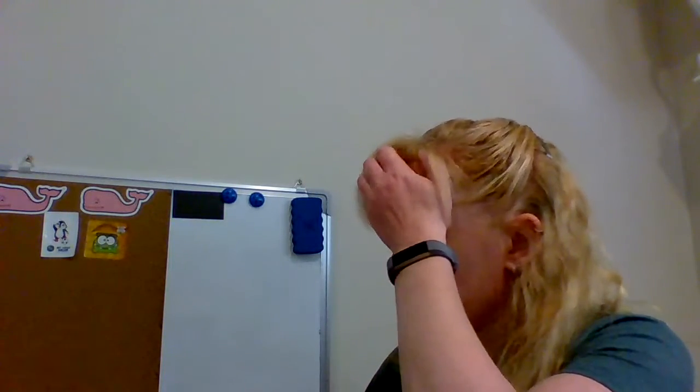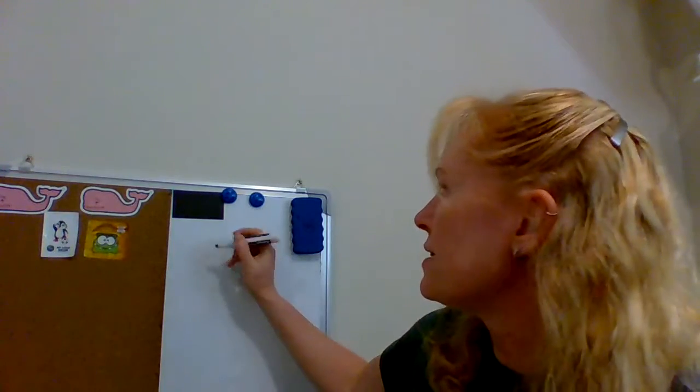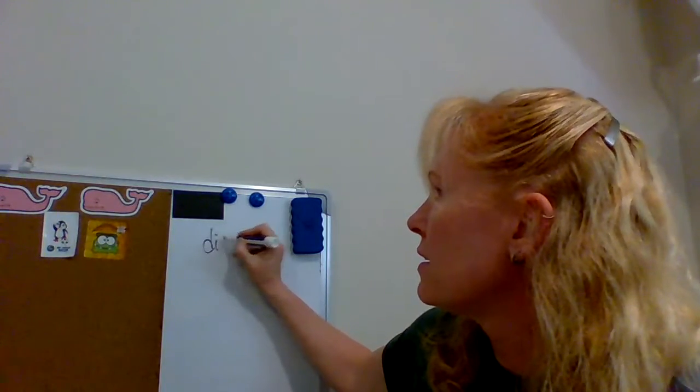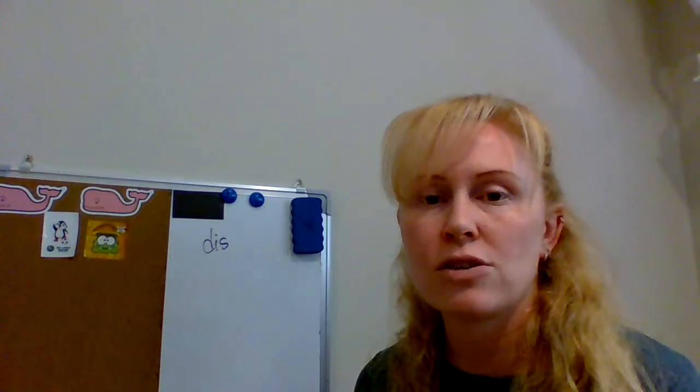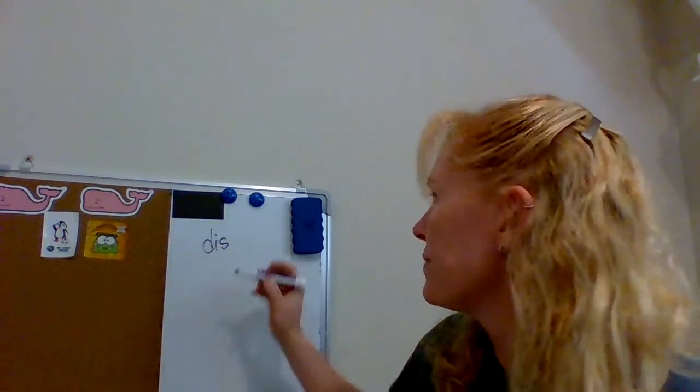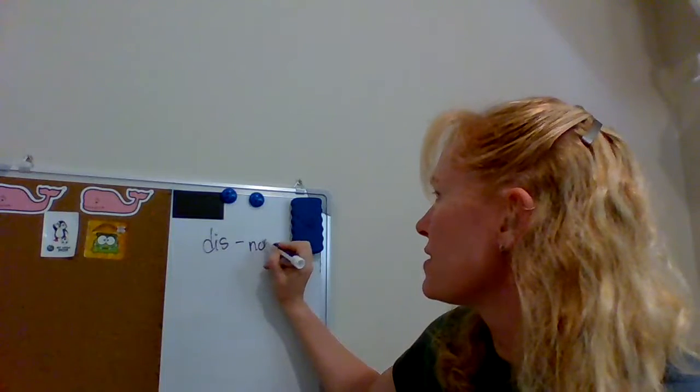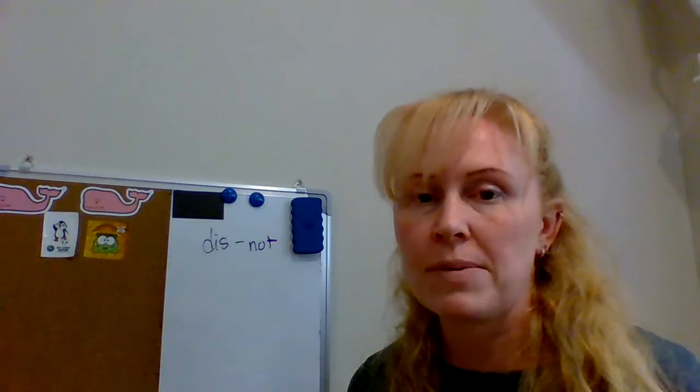Today we are going to be working on a prefix. And as you know, prefix means before, so it's going to be added to your base word before the word. Okay, so the prefix that we are working on today is dis. Dis is a closed syllable. Vowel followed by a consonant is closed, and that's why it has the short vowel sound. Okay, and dis means not or the opposite of.